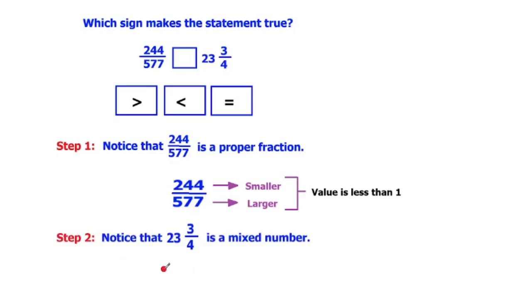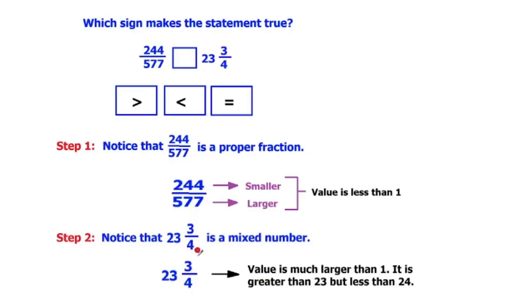So step 2, we notice that 23 and 3/4 is a mixed number. Well, this value is much larger than 1. It is greater than 23, but less than 24. It's 23 and 3/4, and the fraction is less than 1. So we know that 244 over 577 is less than 23 and 3/4.